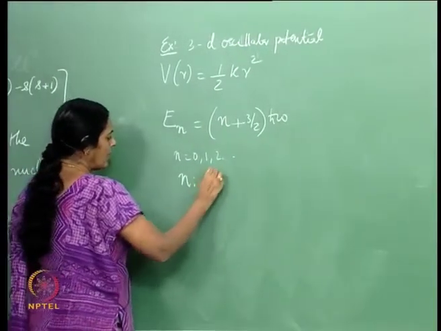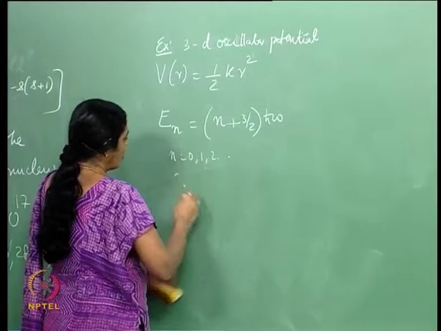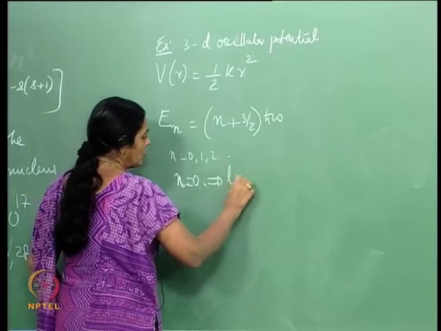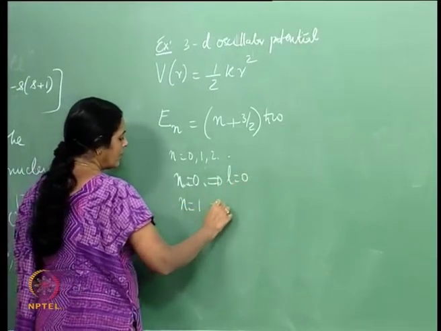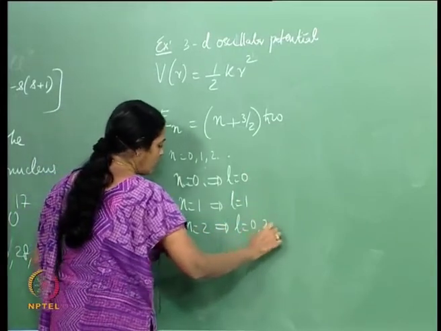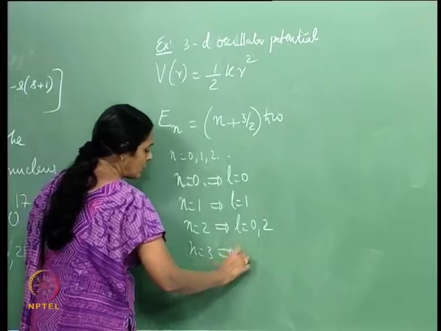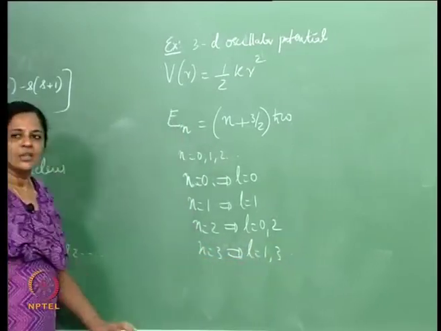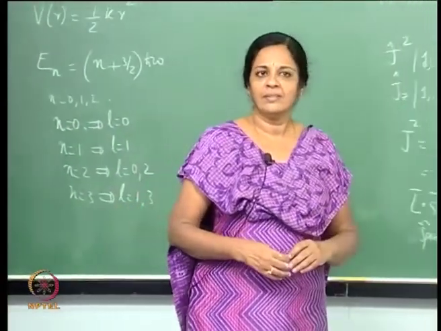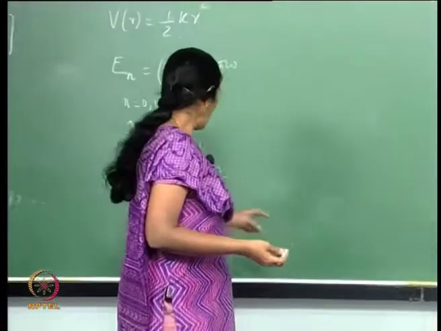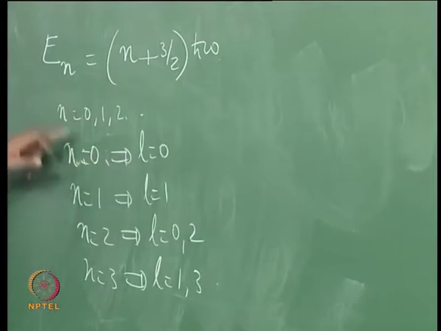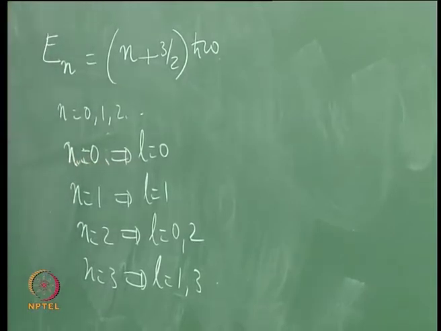L takes values depending on whether n is odd or even. For instance, if n is 0, then L takes value only 0. If n is 1, it takes value 1. If n is 2, it takes values 0 and 2. If n is 3, it takes values 1 and 3, and so on. So, basically, if n is even, it takes all even values from 0 up to n, and if n is odd, it takes all odd values. So, this would be the constraint between n and L in the 3-dimensional oscillator potential problem.